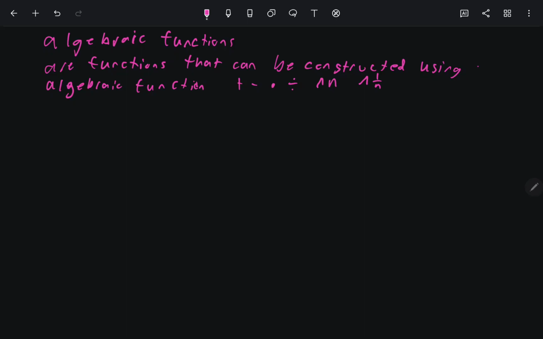Now, you might notice that there are a few functions that you may have learned already that aren't on this list. And we're about to go over them. These are called the transcendental functions. These are functions that cannot be represented by algebraic functions.